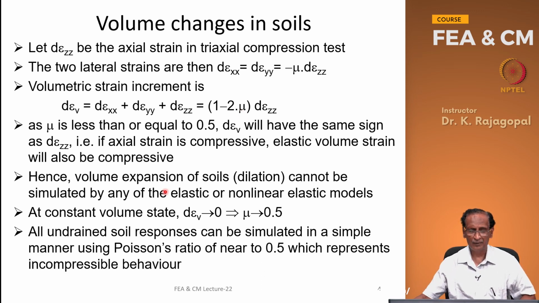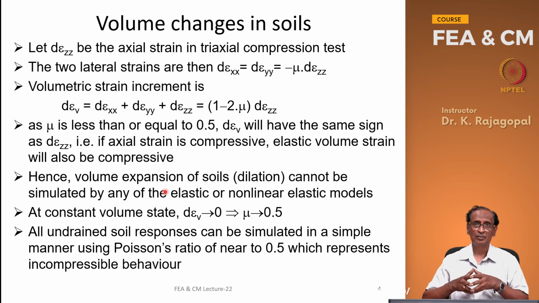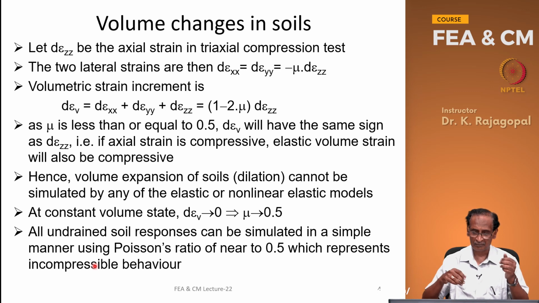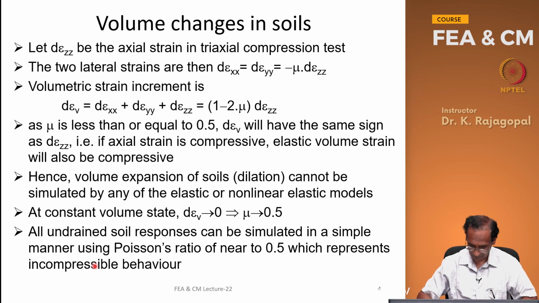And if you have an undrained response of soil, because that is associated with the 0 volume change, we can simulate the undrained behavior by setting the Poisson's ratio close to 0.5, maybe 0.49 or 0.499, and that is actually incompressible behavior. And this is one simple way of simulating the undrained soil response.